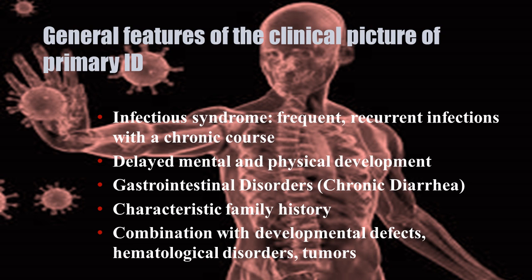General features of the clinical presentation of primary immunodeficiency include infectious syndrome, frequent recurrent infections with a chronic course, delayed mental and physical development, gastrointestinal disorders, chronic diarrhea, positive family history, combination with developmental defects, hematological disorders, tumors.